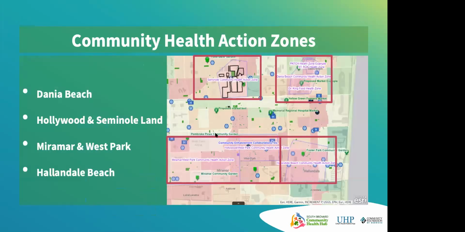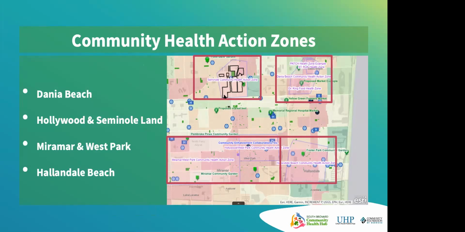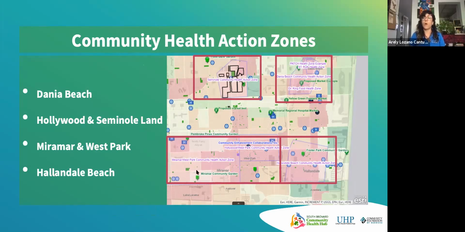All right, so as I mentioned too, we have identified some emerging community health action zones, or CHAZ. Dania Beach over here on the top right, Hollywood and Seminole Land on the top left, Miramar West Park, which is this long one on the bottom left, and then the Hallandale Beach zone on the bottom right. This is not to say that these are the only ones that we will be focusing on, or that this will be just those areas.